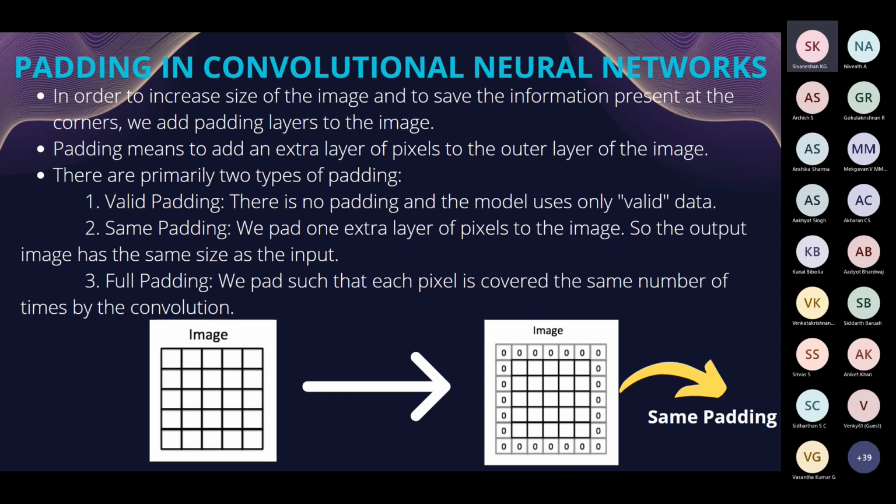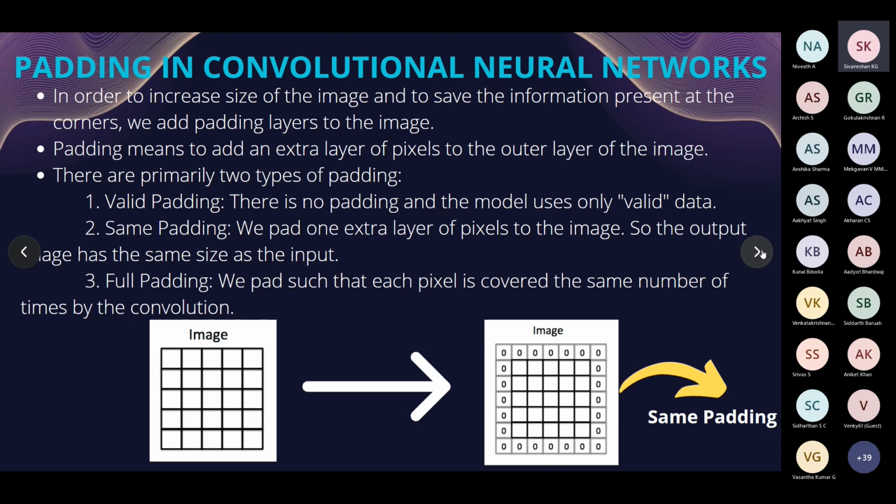So in order to prevent this, we do padding. Padding basically means adding an extra layer of pixels to the outer side of the image. There are primarily 3 types of padding. The first one is valid padding. It basically means you don't actually do any padding and the model uses only valid data, so that's just the image as it is. Same padding is when we add one extra layer of pixels. When you do this kind of padding, the output image will have the same size as the input image. That's the good thing about this.